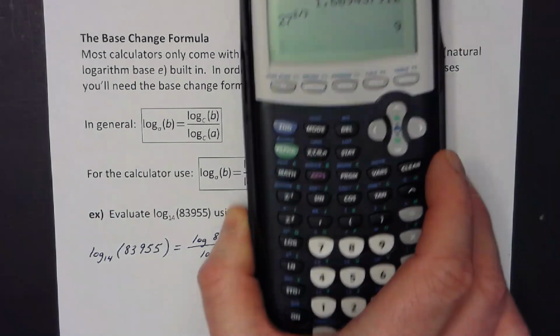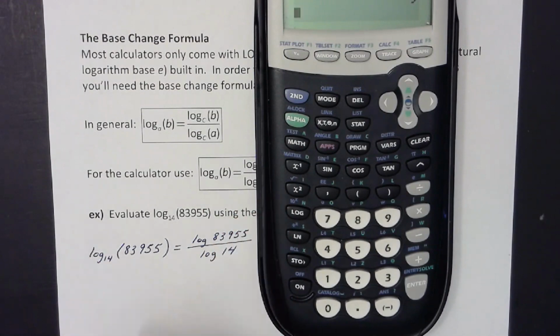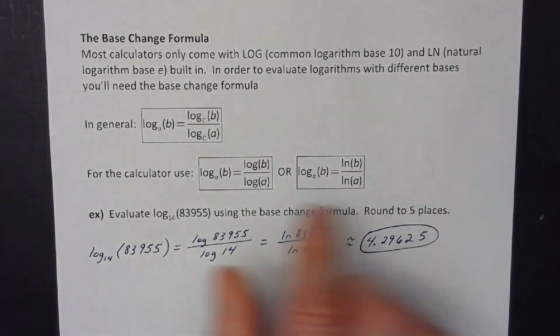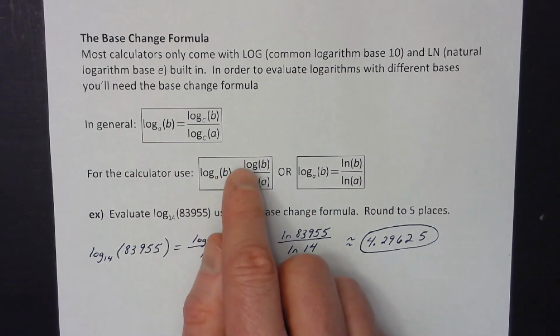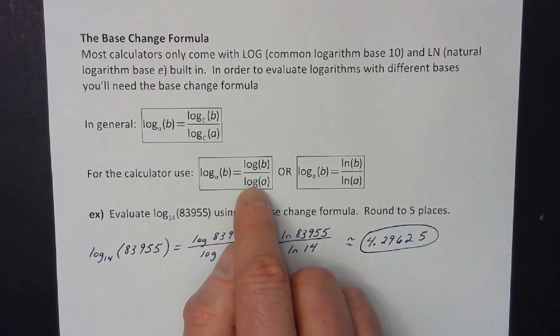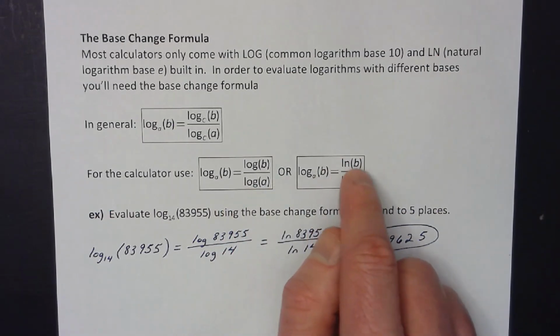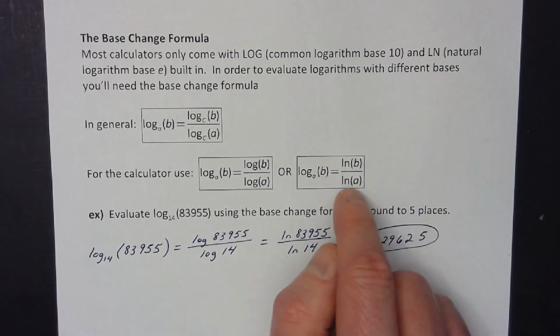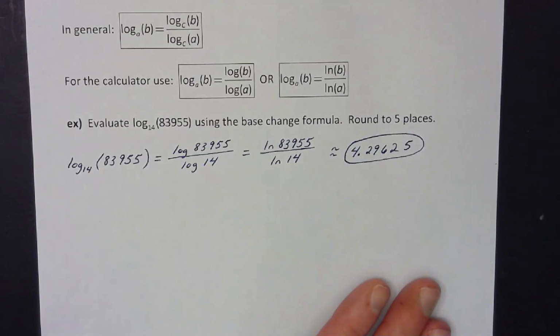We all have a log and a natural log on the calculator. So if I wanted to take the log of any base a of b, I could just say it's the common log base 10 of b over the common log base 10 of a, or I could say it's the natural log, which is log base e of b over the log base e of a. Let me show you that in a problem here.